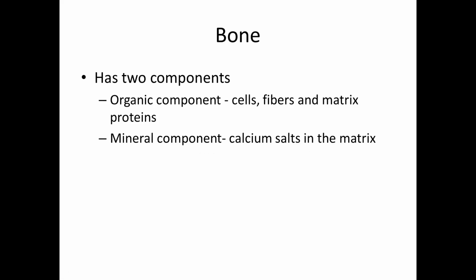Bones have two components: the organic component, which is formed by the cells, the fibers, and the matrix proteins. Then it also has the mineral component, which is basically the calcium salts which are deposited in the bone matrix.